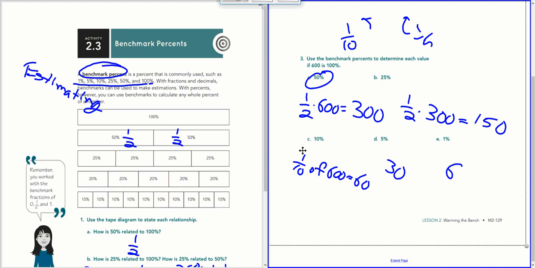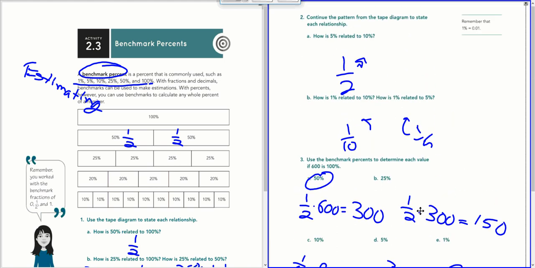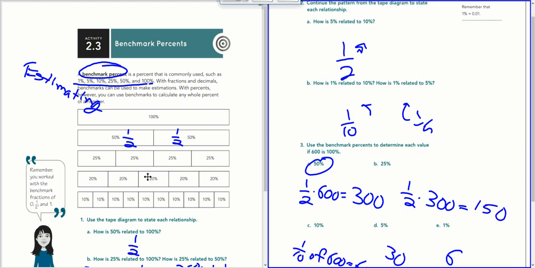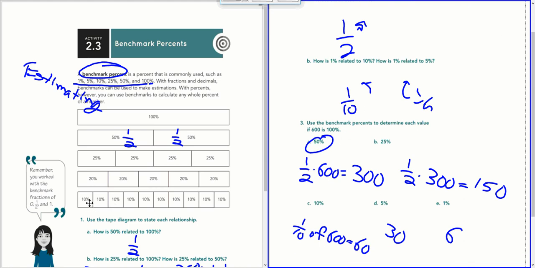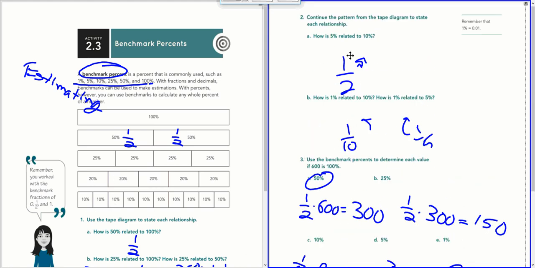Now we're on page Module 2, 129. Okay, so number 2 is continue the pattern from the tape diagram to state each relationship. And A is, how is 5% related to 10%? Well, if you look over here, it doesn't have it, but you can tell 5 times 2 is 10, and 5 is half of 10, so it is 1/2. You just add the percent signs.